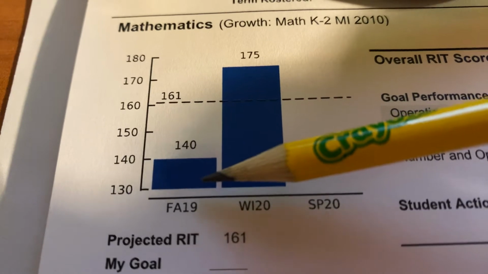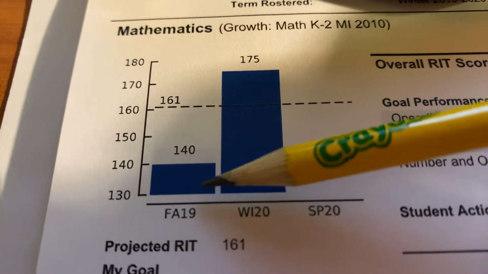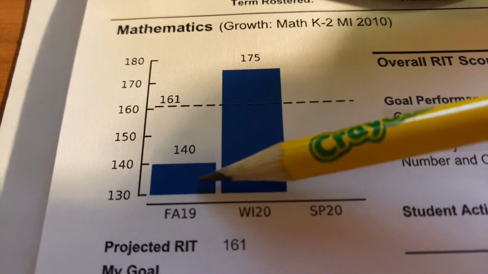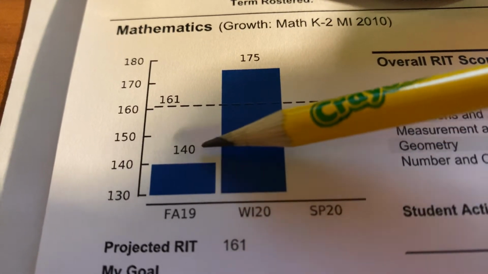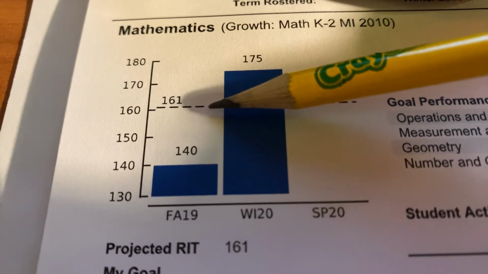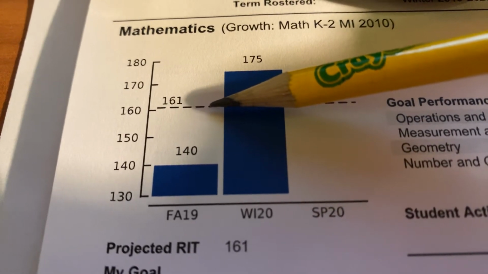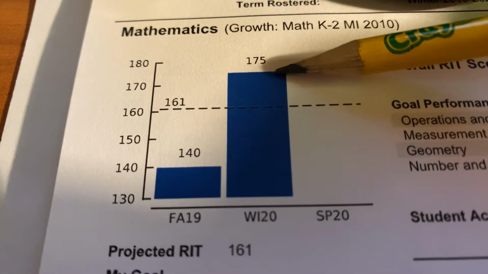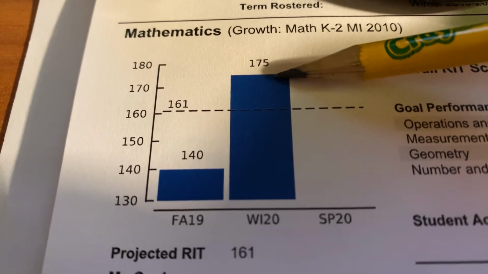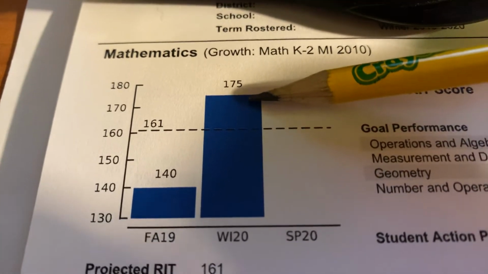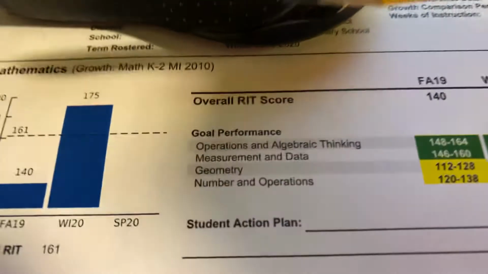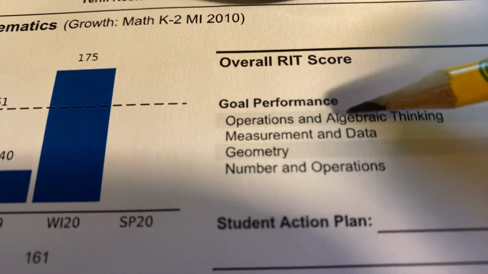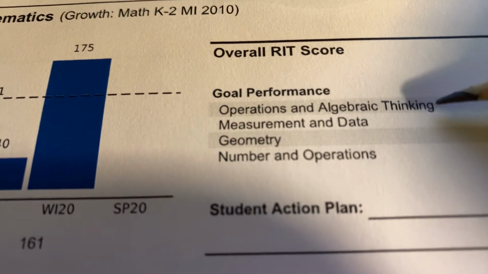For math right here, this is confusing too, because you can see that there was maybe low growth here in the fall, 140. So the computer will set his new goal at 161 for the winter. This student exceeded that expectation to 175, but may still not be showing enough growth. So when we come over here, we can kind of see the different areas that we're assessing here.